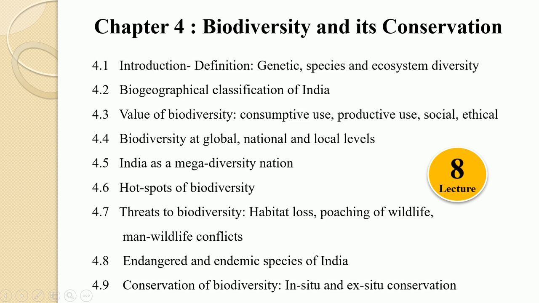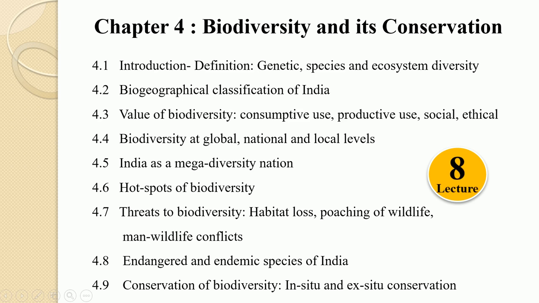Then hotspots of biodiversity, threats to biodiversity due to habitat loss, poaching of wildlife and man-wildlife conflicts. So obviously there are conflicts among some wild animals. For example, the common conflicts we can find are between leopards and human beings, elephants and human beings, or rhino and human beings, which are very common conflicts we are aware of from our country.